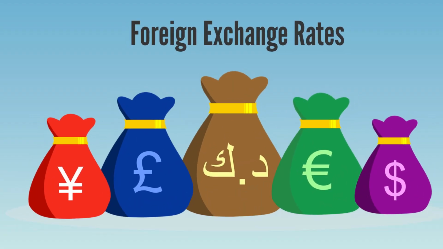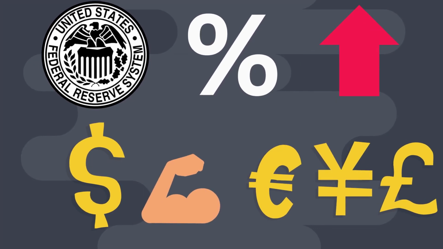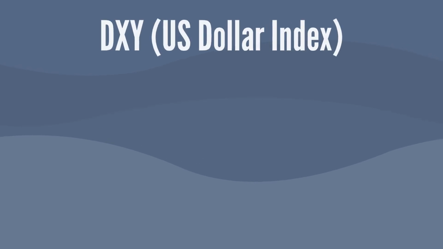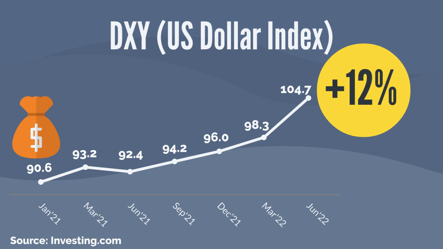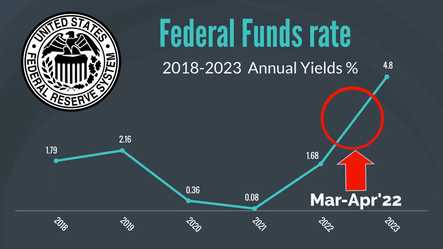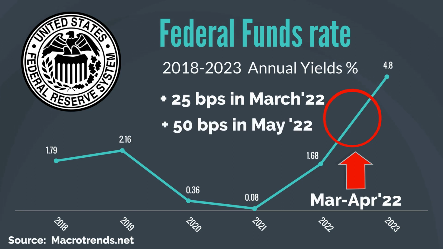The foreign exchange rates. When the Fed raises interest rates, it tends to strengthen the US dollar relative to other currencies. From January 2021 to June 2022, the DXY, the US dollar index, surged by more than 15%, reaching its highest level since December 2002. A significant portion of these gains occurred in March and April 2022, which coincided with the Federal Reserve's decision to raise interest rates by 25 basis points in March and by 50 basis points in May 2022.